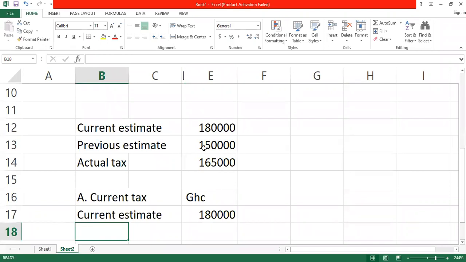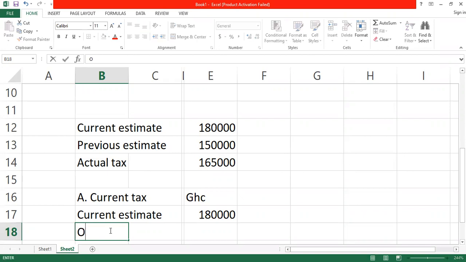But how much should you have subtracted before? 165, isn't it? So it means that we were not able to subtract how much? Under 15,000. We are not able to subtract the 15,000. So we cannot go back and subtract. So we just add it to the current year estimate, which is an expense.